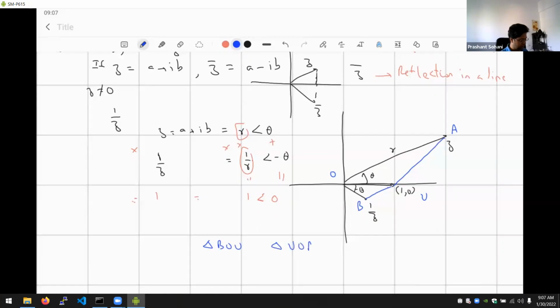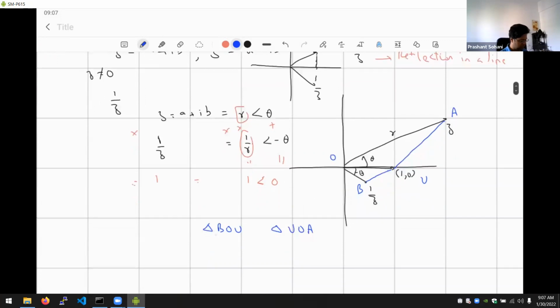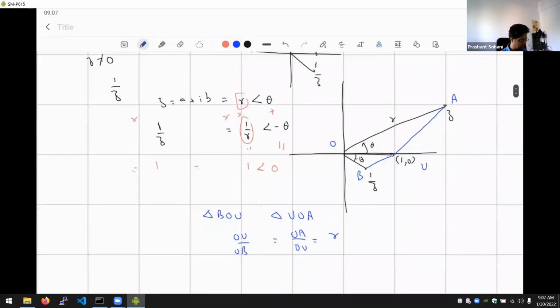triangle UOA have the same SAS configuration, right? Because the ratio of the magnitudes of the adjacent sides is the same, because OA upon OU will be equal to the magnitude of Z, or R, and this will also be equal to OU upon OB. So therefore, and the angles in between are of course equal, these two triangles are similar.